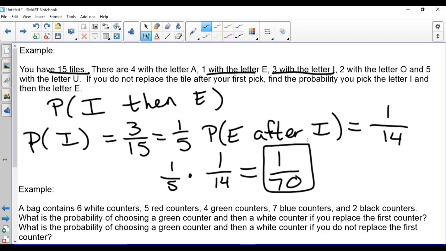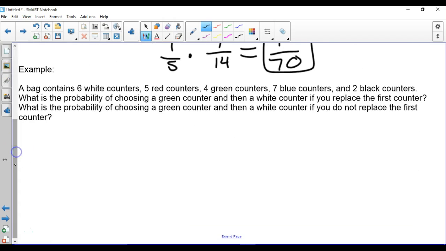So one last example where we're going to do both kinds of probability at once. A bag contains 6 white counters, 5 red counters, 4 green, 7 blue, and 2 black counters. It didn't tell us the total, so first I'm just going to find the total. 6 plus 5 plus 4 plus 7 plus 2 is 24. So total is 24.